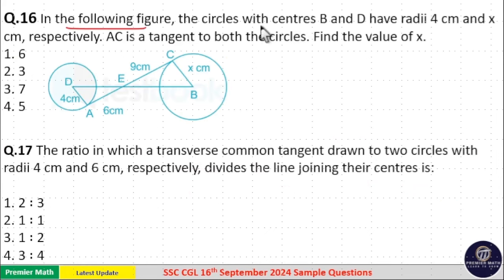In the following figure, the circles with centers B and D have radius 4 and x respectively. S is a tangent to both the circles. Find the value of x.